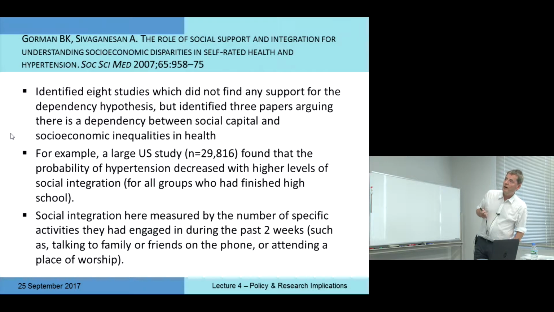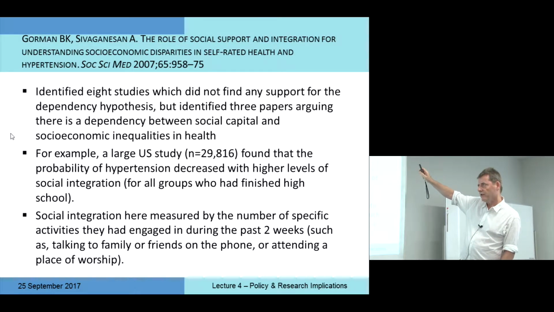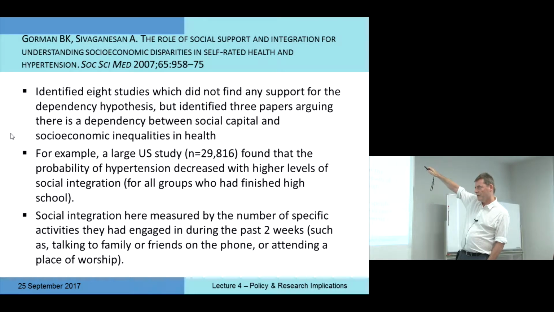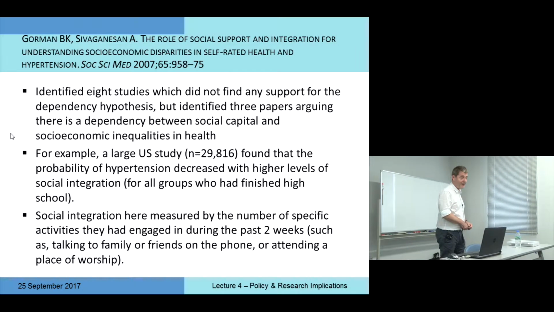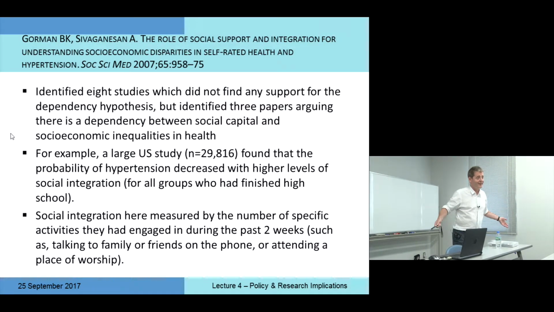Got an example here. A study that I think did find support. Which way around was it? Yeah, so it's a large US study. Now, the fact it's got 30,000 respondents, you immediately know it wasn't a study about social capital. These data are being collected for something else, and then somebody's repurposing the data for this purpose.